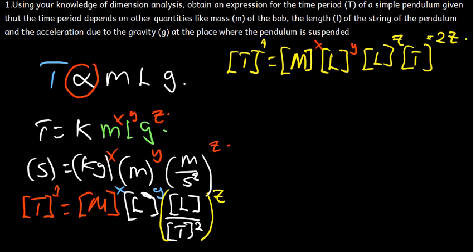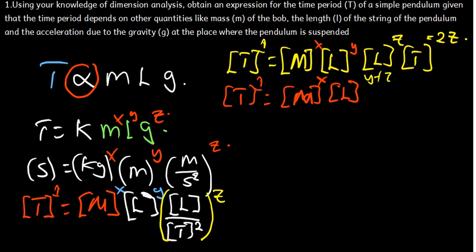Okay, that is very important. Now from here we can find the values of x, y, and z. So we can see we have common things here. We can say that t to the power 1 has to be equal to, we have m, now this has to be the capital M to the power x. So we have L and L. This L and L is going to give us one common thing, which is going to be L. Now when the bases are the same, we add the power. So it's going to be y plus z. Okay, and then we have t raised to the power negative 2z.